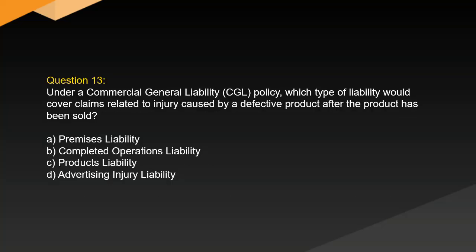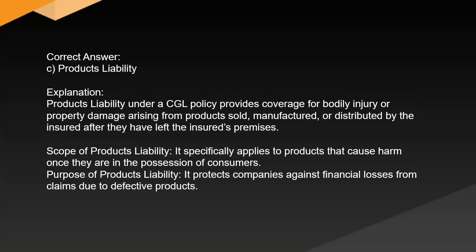Question 13. Under a commercial general liability (CGL) policy, which type of liability would cover claims related to injury caused by a defective product after the product has been sold? A. Premises liability. B. Completed operations liability. C. Products liability. D. Advertising injury liability. Correct answer. C. Products liability. Explanation.